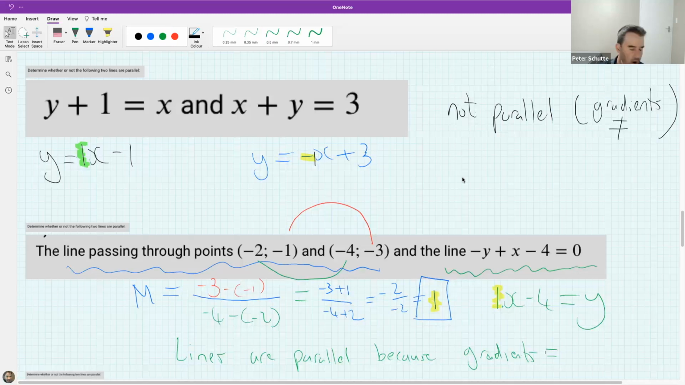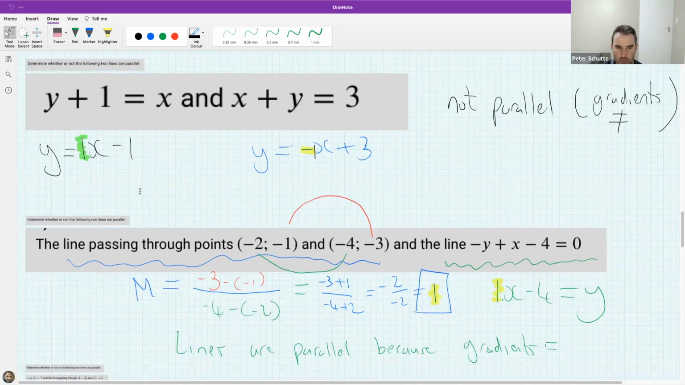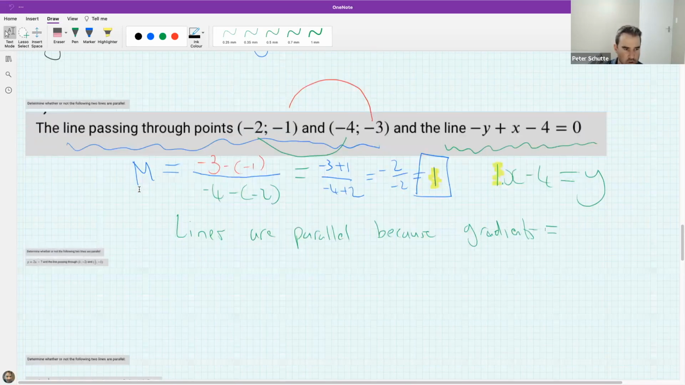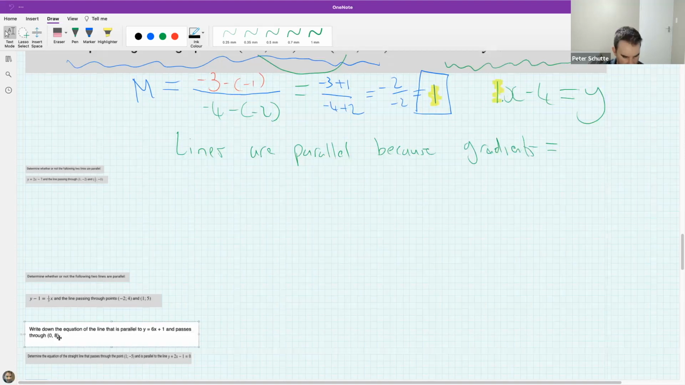Fantastic. So I feel like we are really getting on top of parallel lines. And so what I'm going to do is take you into another type of question where you have to use your knowledge. Let's do this. Let's do these two.